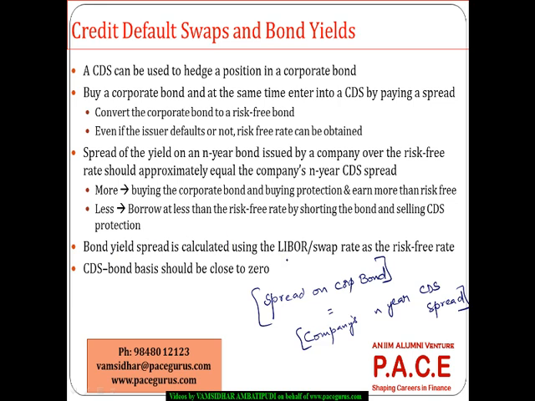And the bond yield spread is calculated using LIBOR or the swap rate as the risk-free rate. And what we always say is the CDS-bond basis: if this changes, this also changes more or less by the same amount. So that's the reason the basis should be close to zero. The change in the spread of the corporate bond vis-a-vis the change in the CDS spread, or vice versa, should be going in line, which means the basis should be equal to zero. Otherwise, there is a good chance of exploiting the arbitrage opportunity in the process. Right?